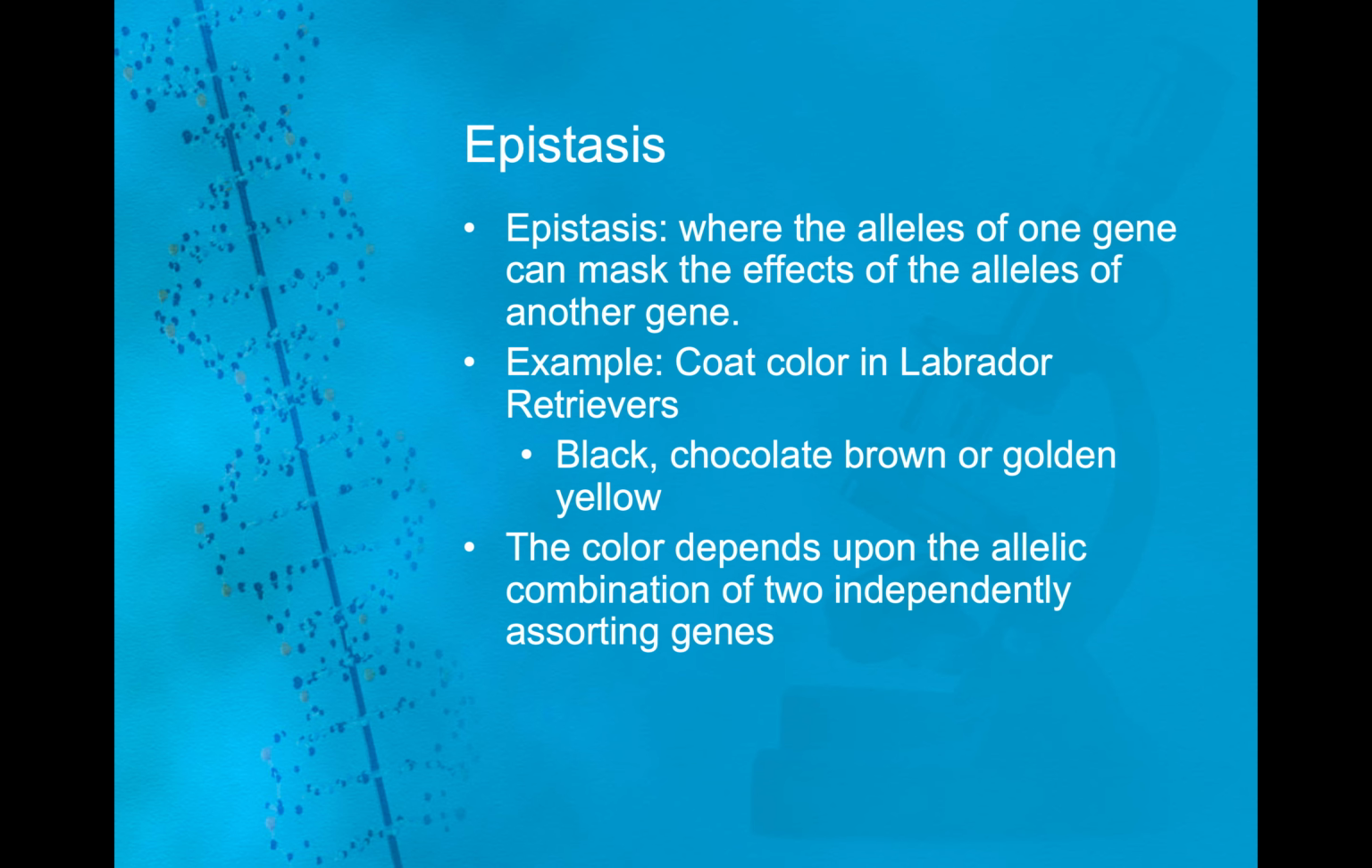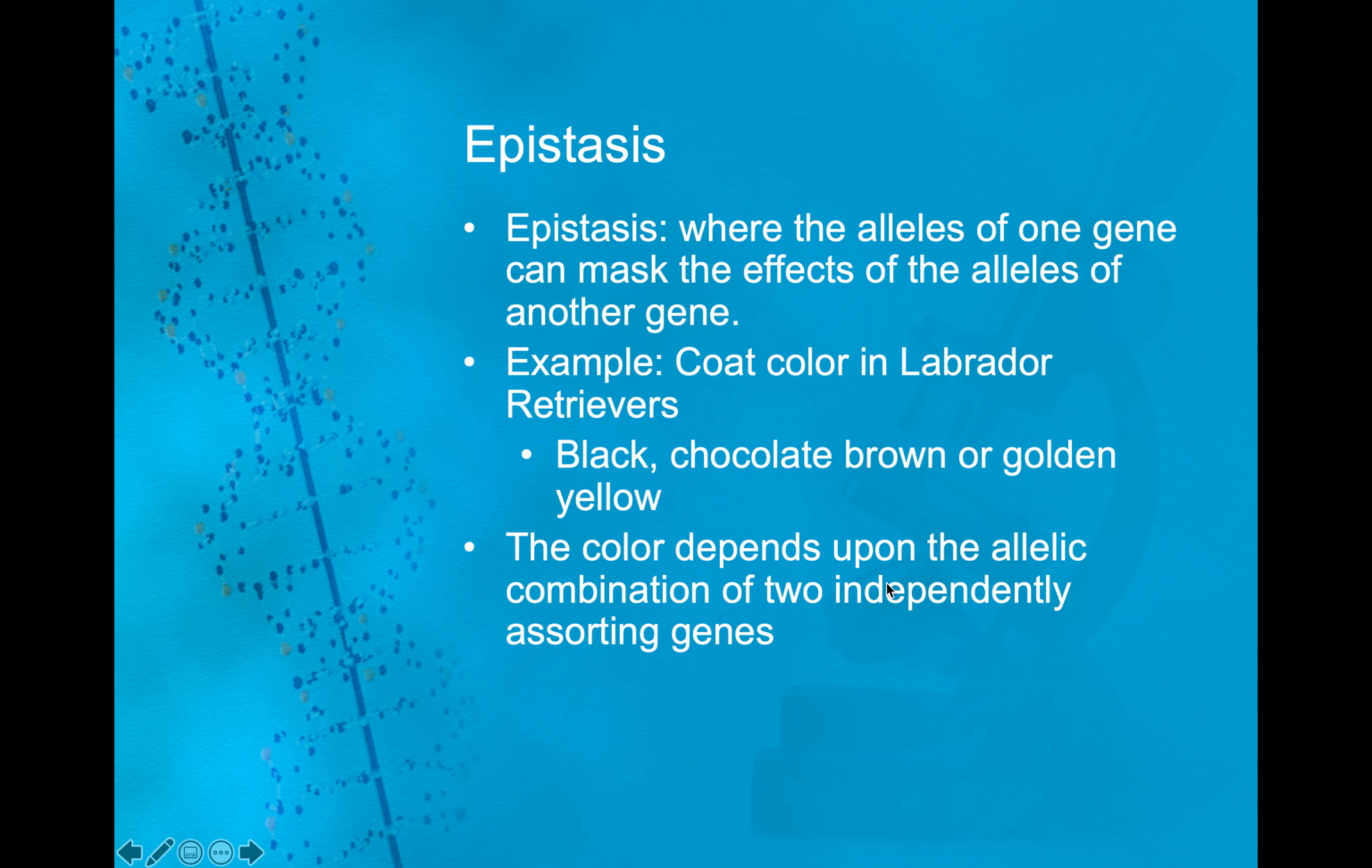So for example, you have black labs, you have chocolate labs, and you have yellow labs. And one might just expect, well, it's an incomplete dominant trait. Well, if that's the case, you'd have a 1 to 2 to 1 ratio of black to chocolate to yellow labs. But what we end up having is a 9 to 3 to 4 ratio where the chocolate is the 3 and the yellow labs are the 4.